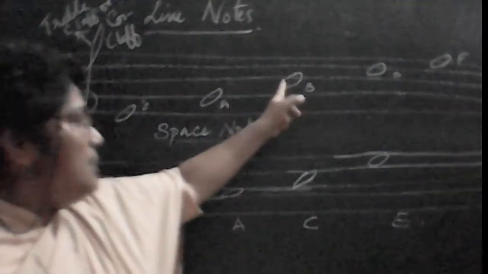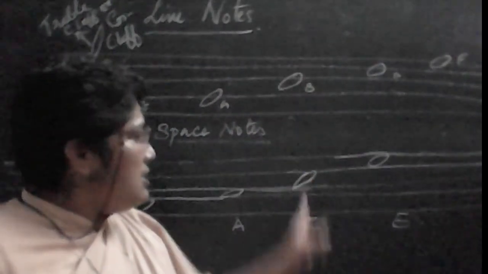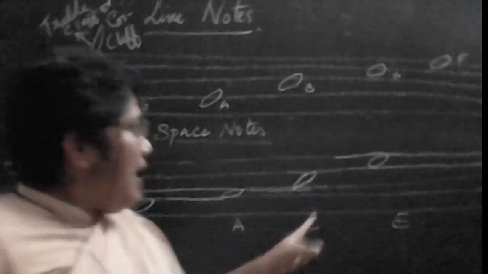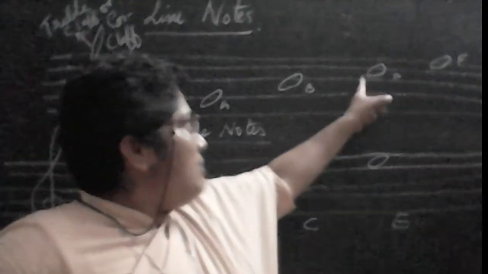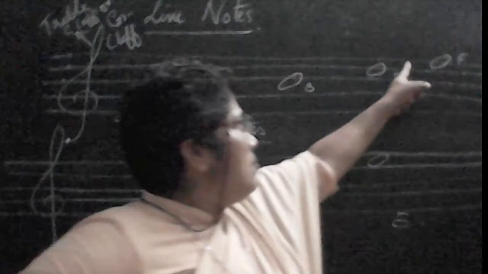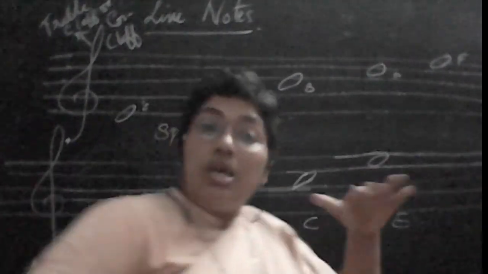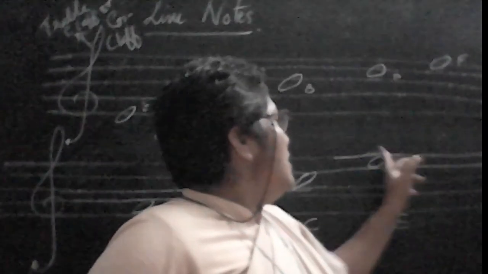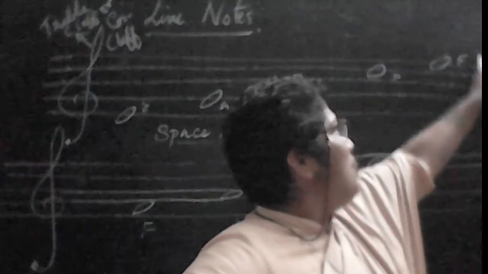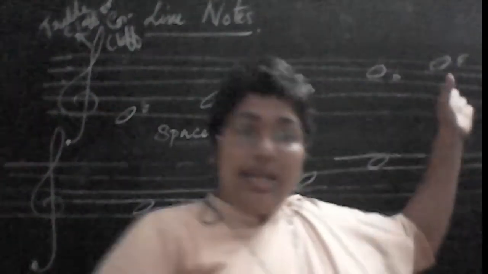G, A, B. After B there is a space, that is C. After B comes C. After C comes D. And after D there is a space note, that is E. Understand? So this order goes. And again after E, F comes, and there is a space note, that is G. It goes like that going up.